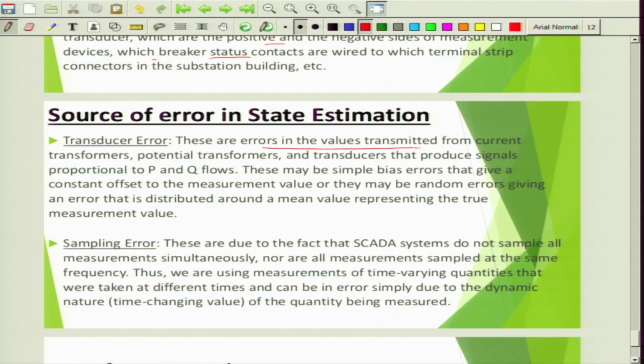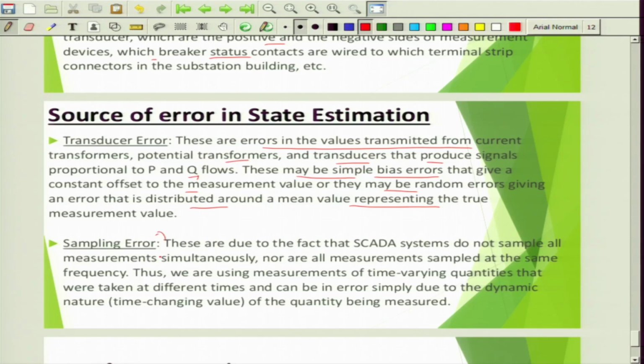Then transducer error. These are errors in the values transmitted from current transformers and potential transformers, CT and PT, and transducers that produce signals proportional to P and Q flows, right. These may be simple bias errors that give a constant offset to the measurement value, or they may be random errors, giving an error that is distributed around a mean value representing the true measurement value.